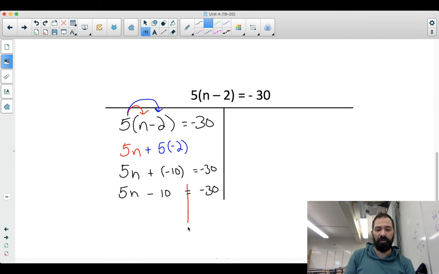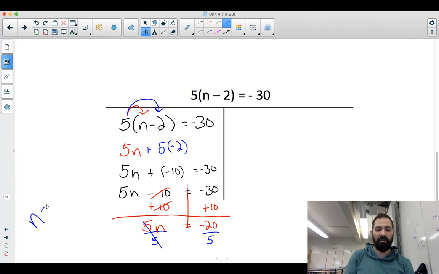Using our multi-step equation skills, opposite of a negative 10 is a positive 10. Inverse property equals 0. 5n equals negative 30 plus 10 is negative 20. Then our last step, divide by 5, divide by 5. Inverse property of multiplication, we get n equals negative 20 divided by 5 is negative 4. You're done. Lots of steps. It works. Using distribution, handing out that 5 to everything, all the terms inside the parenthesis.